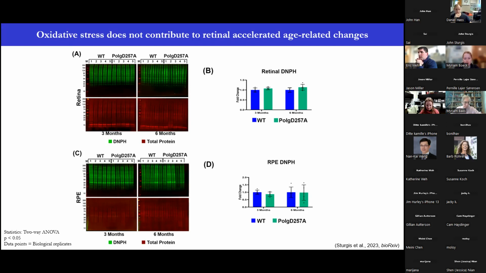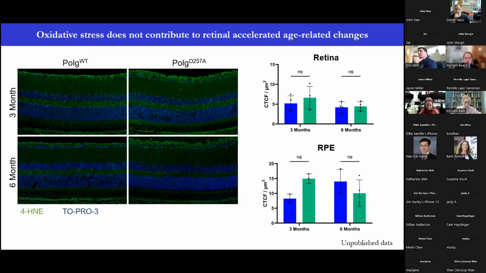And we were kind of surprised to see that the retina and the RPE, both tissues were used separately, these are protein lysates, didn't show any increase in protein carbonylation with age or between genotypes. Another specific thing that one of the reviewers pointed out when we submitted this paper was that the protein carbonylation assay is kind of an outdated thing, and it doesn't specifically measure all of the forms of oxidative stress that could be coming from.